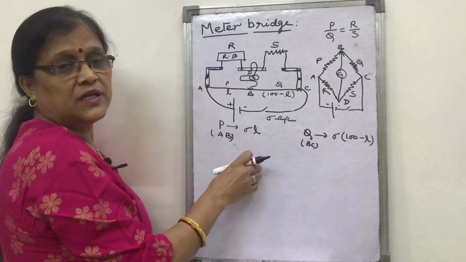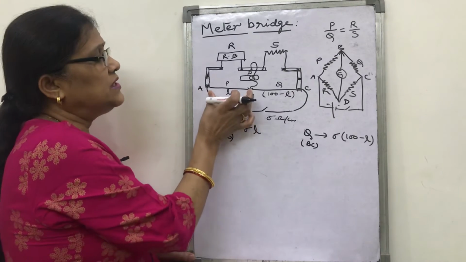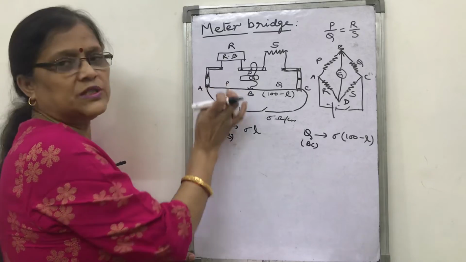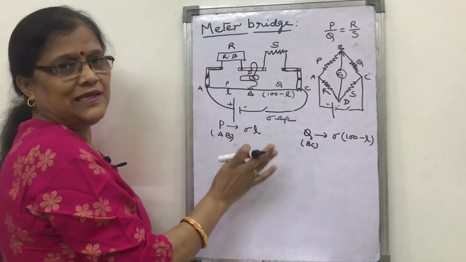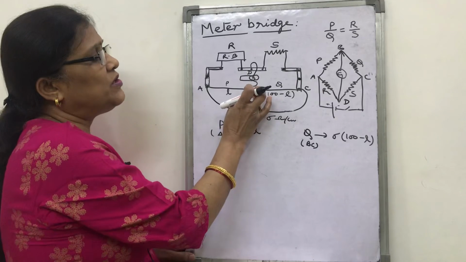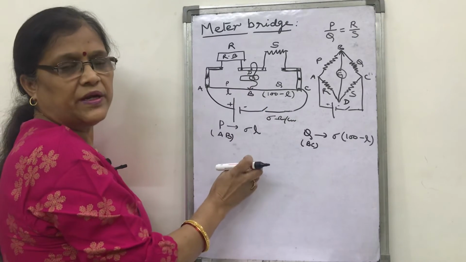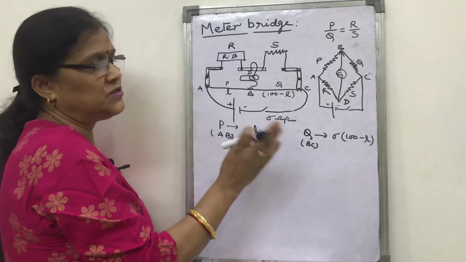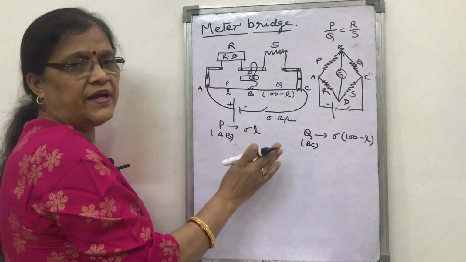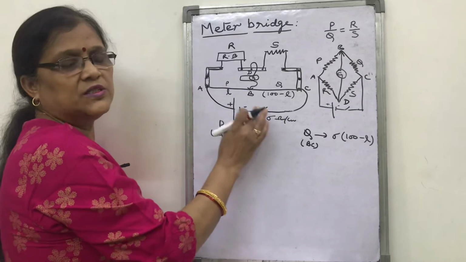How is percentage error minimized? Because this length corresponds to resistance P. So in this relation, we can see that getting the null point almost at the middle ensures 2 things: percentage error is minimized and sensitivity is maximum.